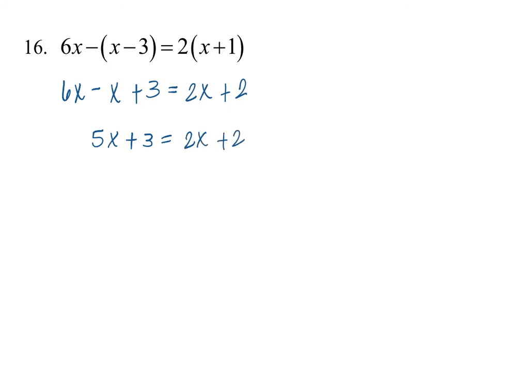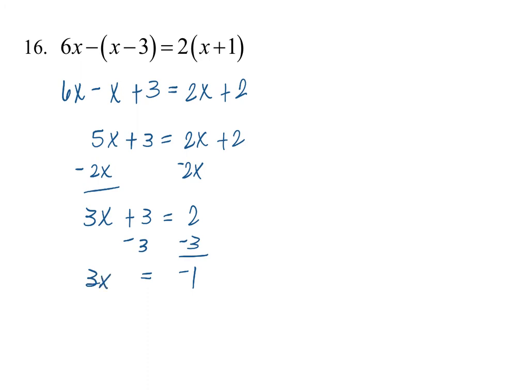And actually, this is a linear equation. This is not a quadratic, because a quadratic is going to have a squared in it, right? So this linear equation, I'm not going to end up factoring. I can just work it the way we've always solved linear equations. I get 3x plus 3 equals 2. And now I'm going to subtract 3 from both sides to get that negative 1 equals 3x. Divide by 3, x equals negative 1/3.